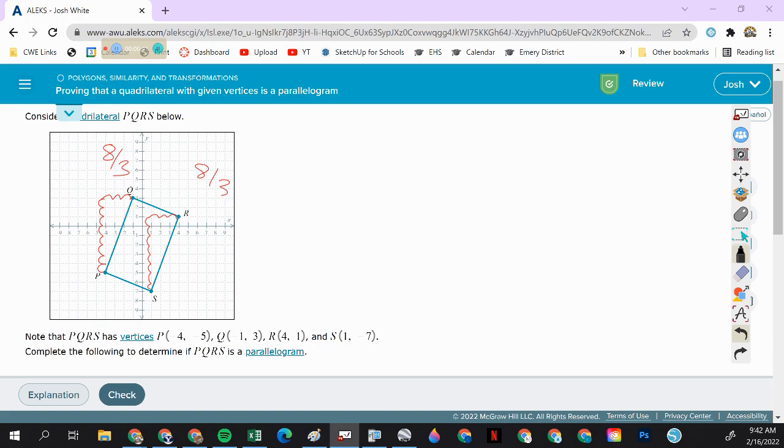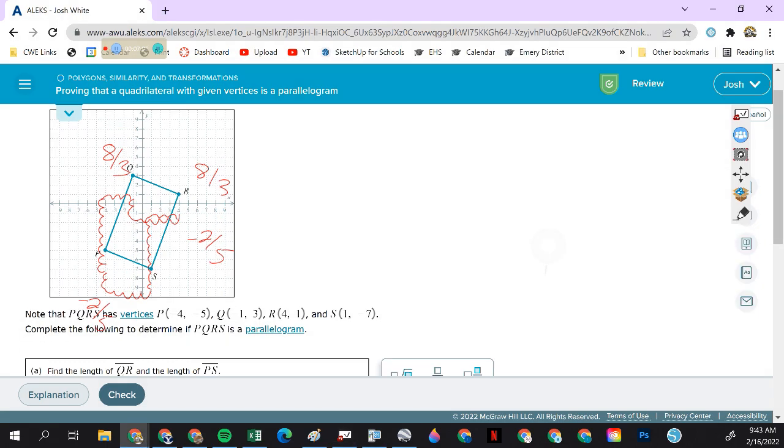Nope, that proves that it has one set of parallel lines. I need to do the other ones. So this would be down 1, 2 over 1, 2, 3, 4, 5. So negative 2/5. And this one would be 1, 2, 1, 2, 3, 4, 5. Negative 2/5. Is that a parallelogram? Yes, we have two sets of parallel sides.